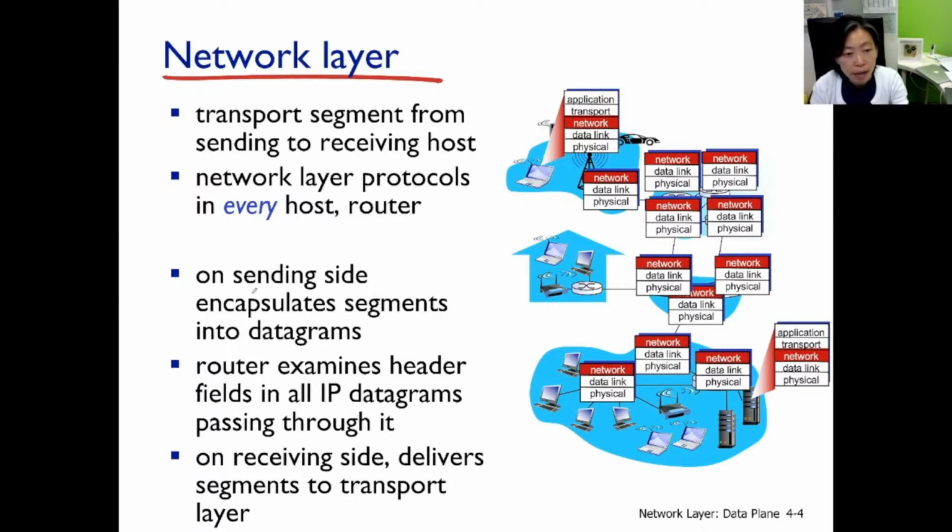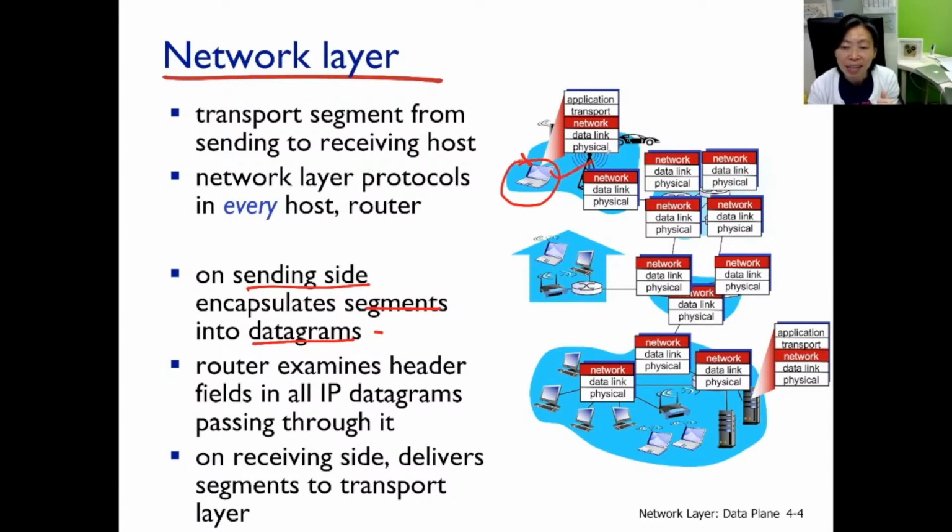To be exact, on the sending host, the transport layer segments are going to be encapsulated into datagrams. A packet at the transport layer is called a segment. But when a packet goes into the network layer, it's called a datagram, and sometimes also called an IP datagram. So transport layer, TCP layer; network layer, IP layer. At the transport layer we have TCP segments; at the network layer we have IP datagrams. So at the sending side, we encapsulate these transport layer segments into IP datagrams.